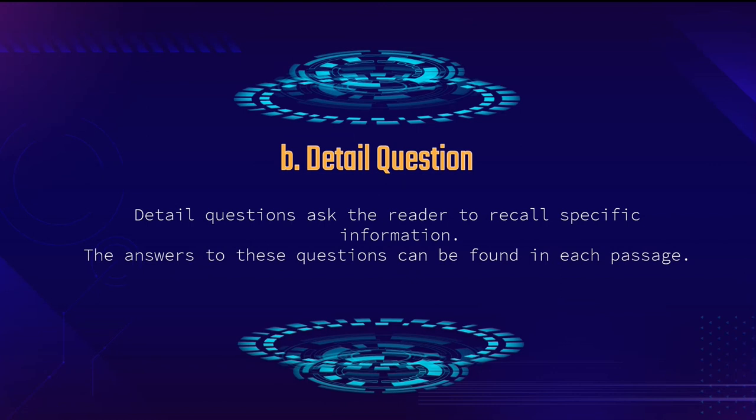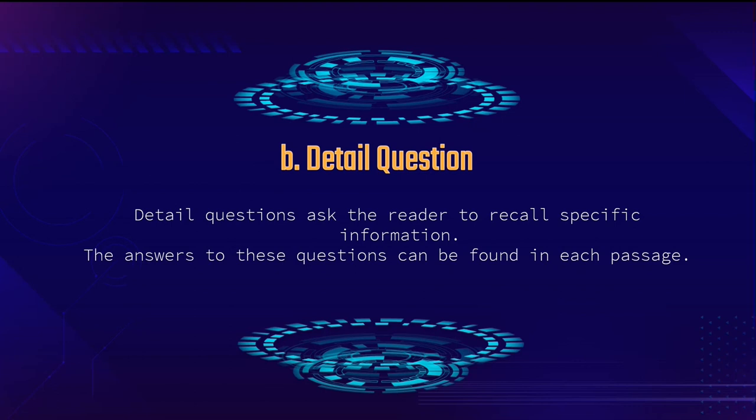I will be talking about the second type, detailed question. Detailed questions ask the reader to recall specific information, such as anecdotes, cited evidence, data, or descriptions used to support the main idea of the passage. The answers to these questions can be found in each passage.